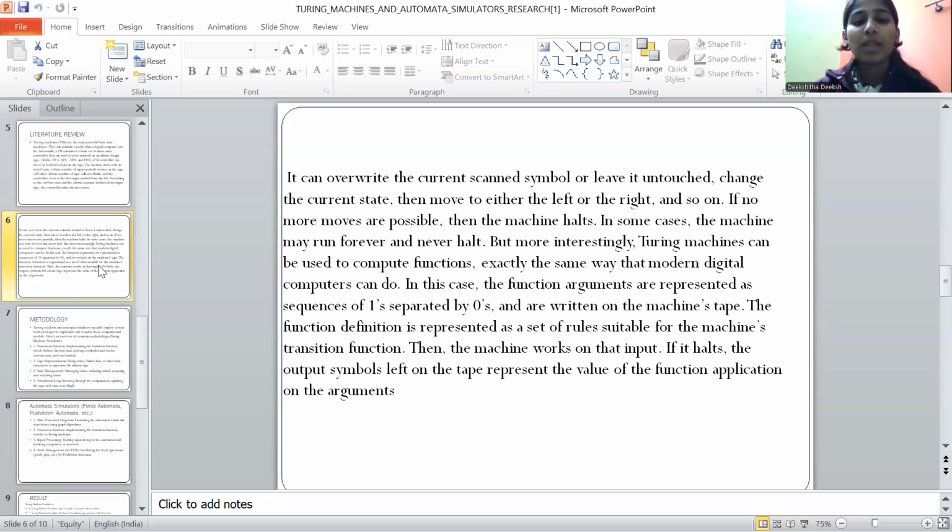In some cases, the machine may run forever and never halt, but more importantly, Turing machines can be used to compute functions exactly the same way modern digital computers can do. In this case, the function arguments are represented as sequences of ones separated by zeros and are written on the machine tape. The function definition is represented as a set of rules suitable for the machine transition function. Then the machine works on the input, and if it halts, the input symbols left on the tape represent the value of the function application on the arguments.